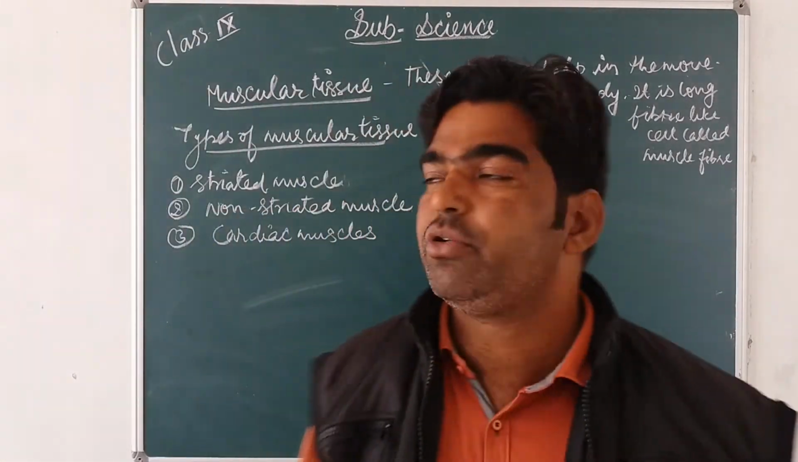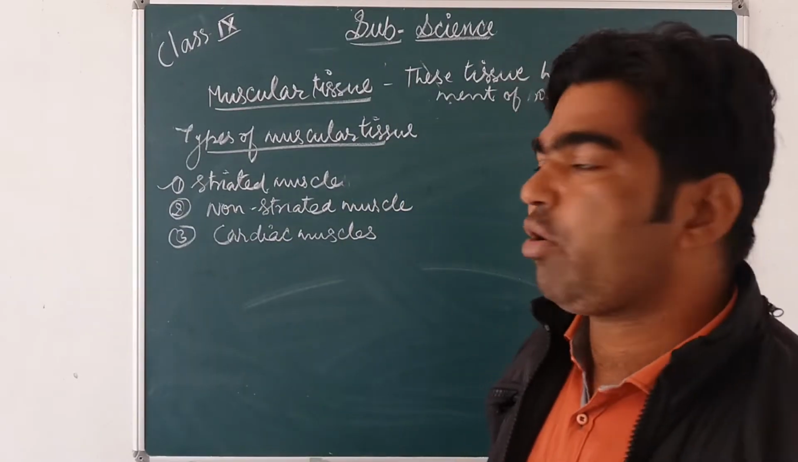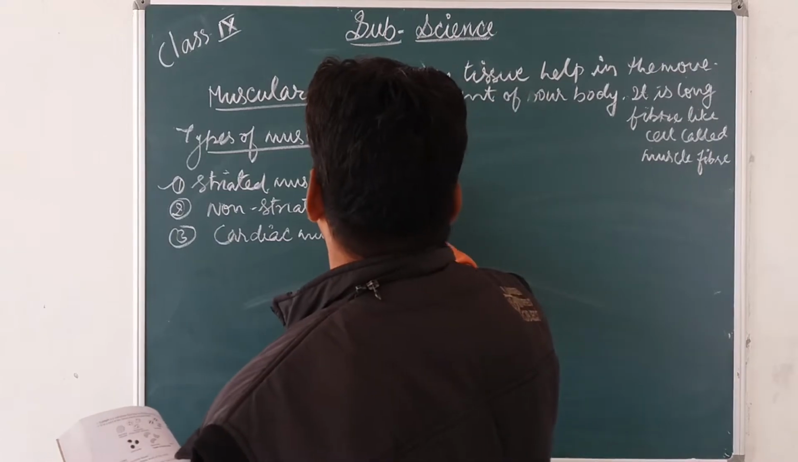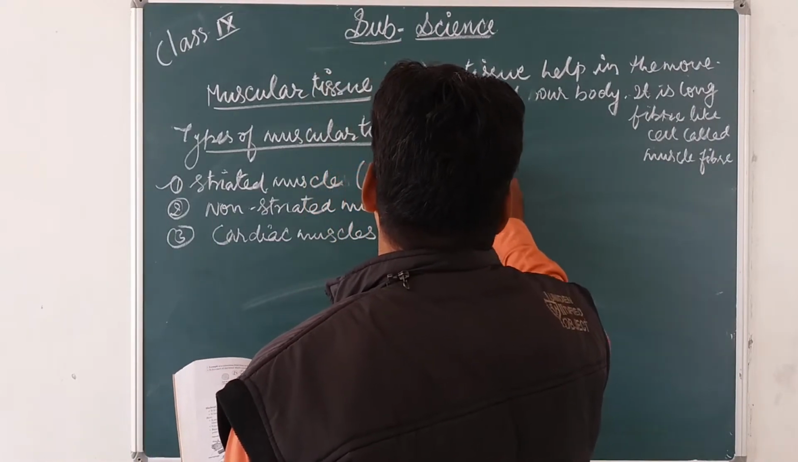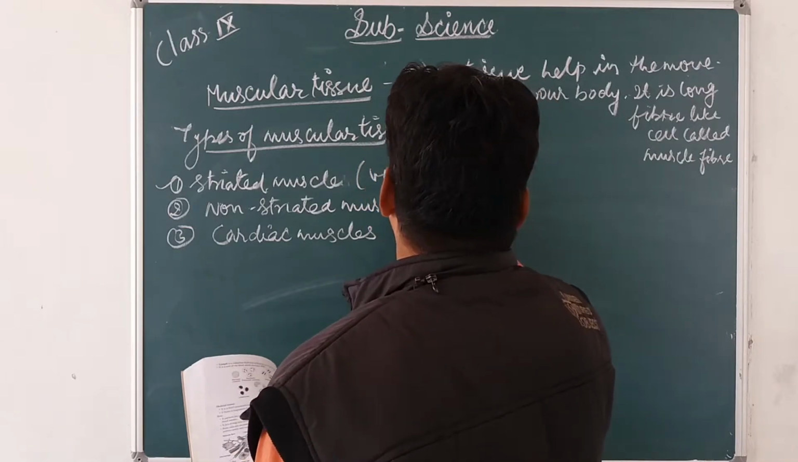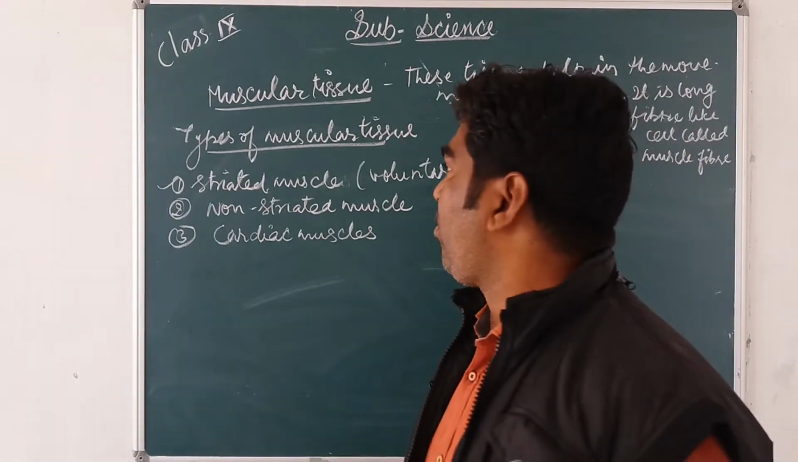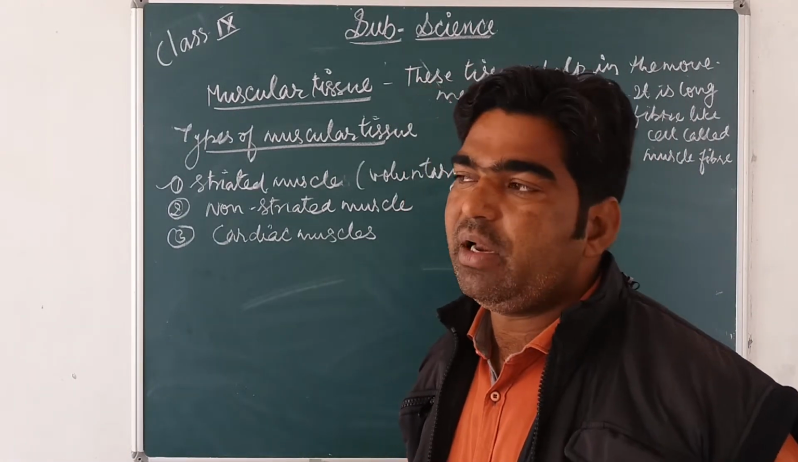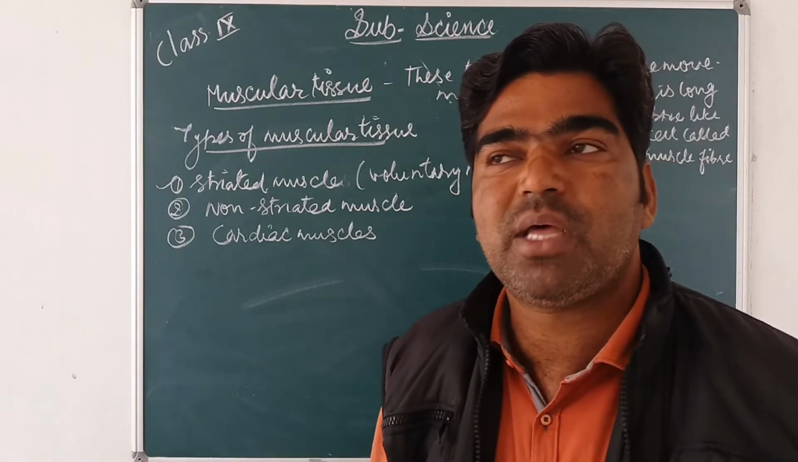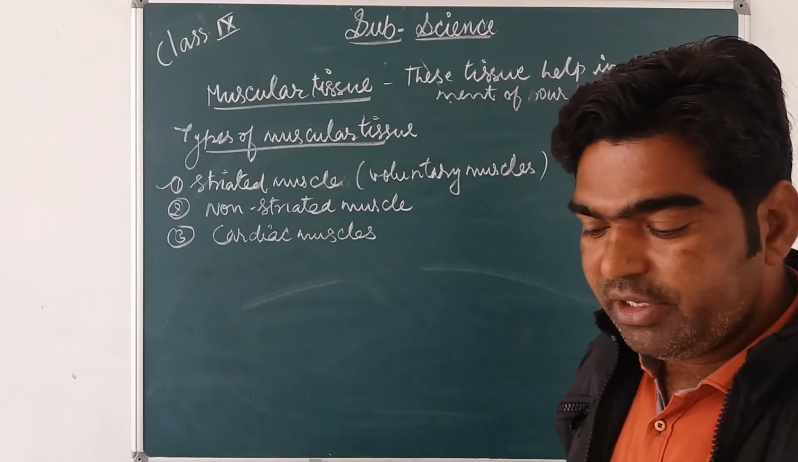And these muscular tissues are of three different types: striated muscles. This striated muscle is also known as the voluntary muscles. Voluntary muscles. Why is it called voluntary muscles? Because voluntary muscles means the type of muscles which can work according to our will. Means ऐसी muscle जो हमारी इच्छा के अनुसार काम कर सकती है. That's why these striated muscles are called voluntary muscles.